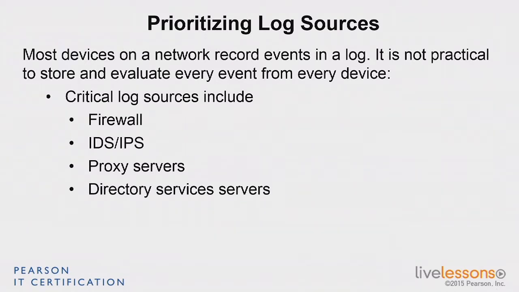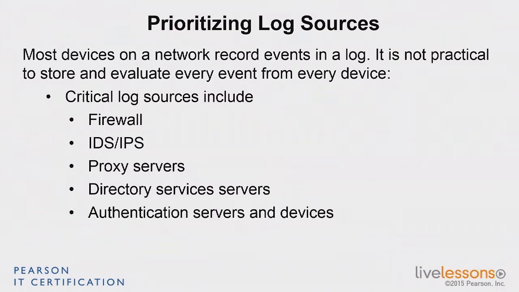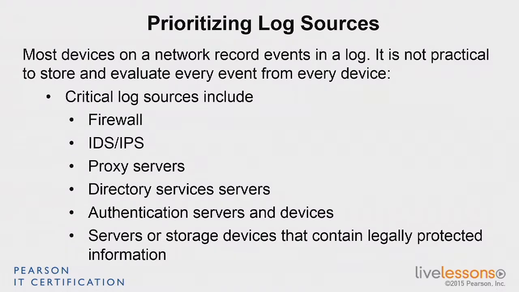Directory services servers, that's where we're going to have our user and group management. Authentication servers and devices, now sometimes those will be the same as our directory services, like our Microsoft Active Directory server. Our domain controllers would be both an authentication server and a directory server, but we could have a non-directory services authentication server, such as a RADIUS server. And then servers or storage devices that contain legally protected information. These should be your priority. If at all possible, you should capture, analyze, and store logs from as many devices as necessary. But if you do need to prioritize, this would be your prioritization list.